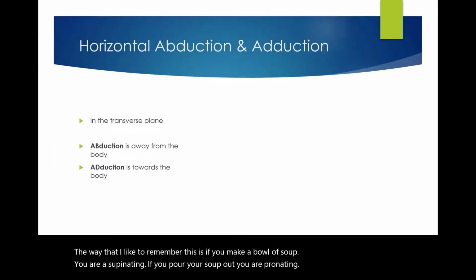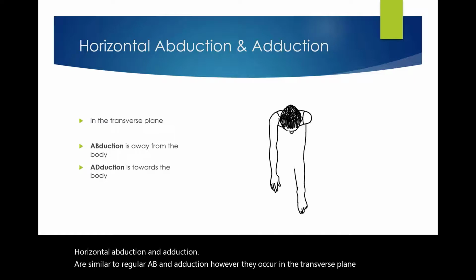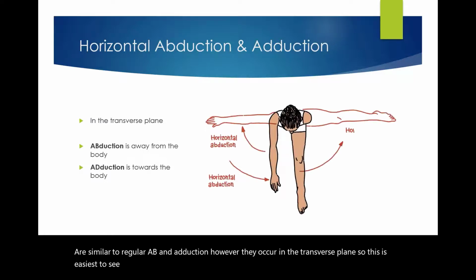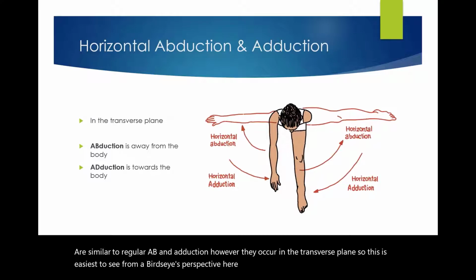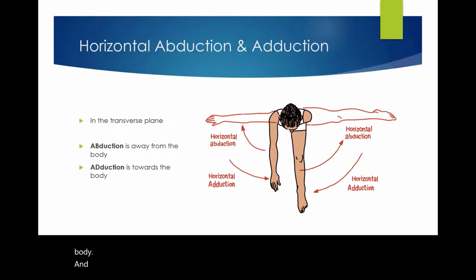Horizontal abduction and adduction are very similar to regular abduction and adduction. However, they occur in the transverse plane. This is easiest to see from a bird's eye perspective, looking at the transverse plane of motion. It's similar to regular abduction and adduction. In horizontal abduction, the movement is away from the body, and horizontal adduction moves towards the body.